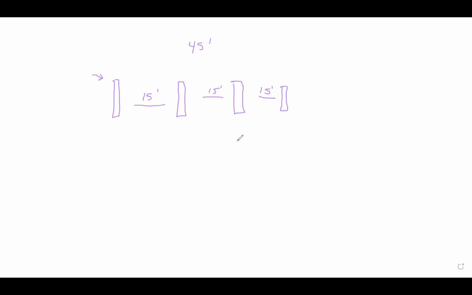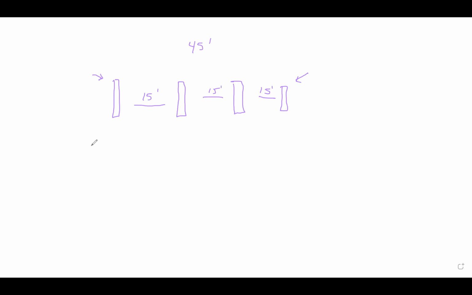Am I showing 3 posts here? No, I'm showing 4 posts, right? So I had 3 sections here, but I have 4 posts because I have to have an end post on each end. And I have 2 posts between the 3 sections, right?